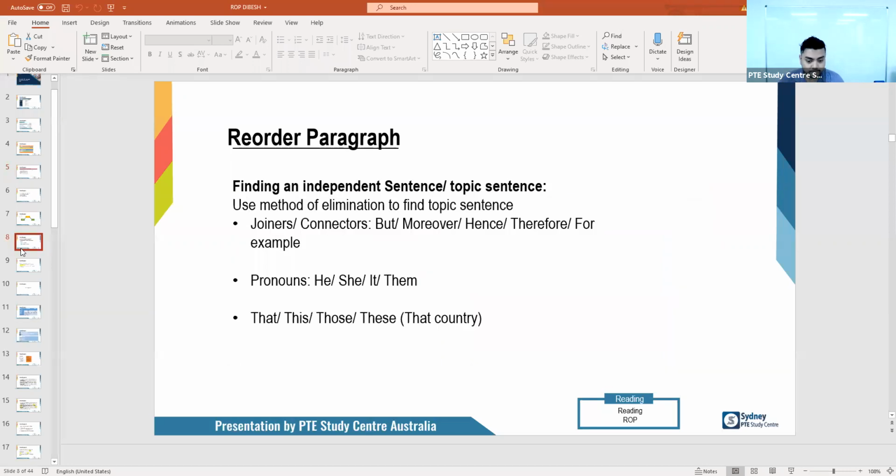So to do that, we have some strategies. Use the method of elimination to find the topic sentence, to find the independent sentence. So anything that's starting with joiners and connectors like but, moreover, hence, therefore, for example, eliminate that, discard that, because that cannot be your independent sentence. Your subject has to be a noun. Pronouns, if the sentence is starting with he, she, it, them, that, this, those, these, no way. It's not going to be your independent sentence, not going to be a topic sentence from the sentences that you've got. Okay, are we clear? So anything starting with these ones, you will disregard them and then use the method of elimination. Are we clear?